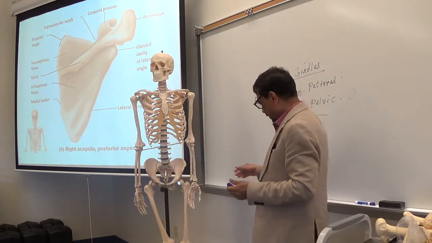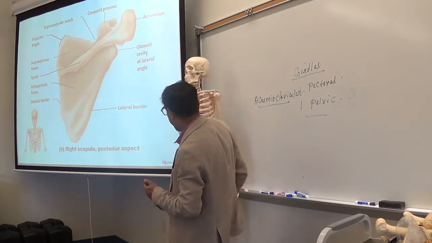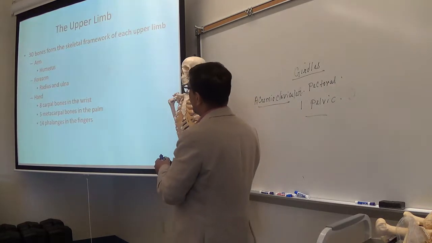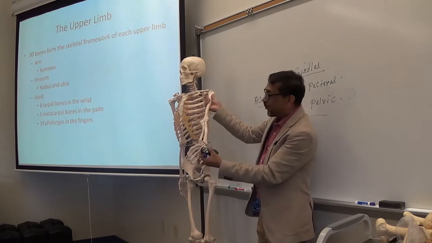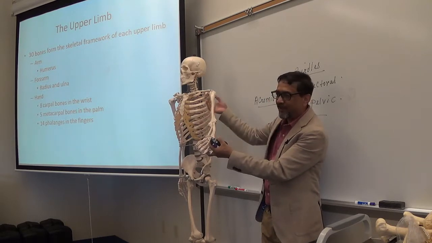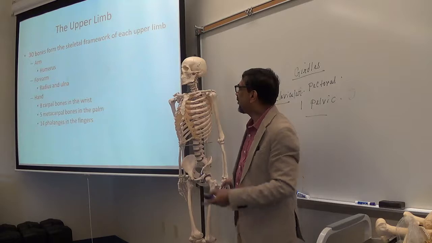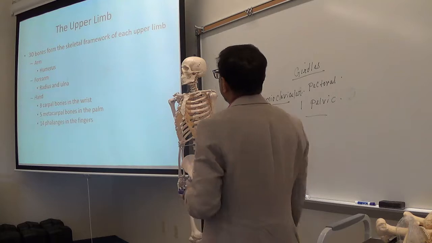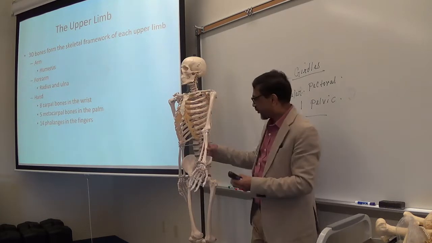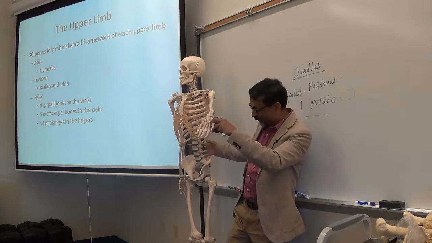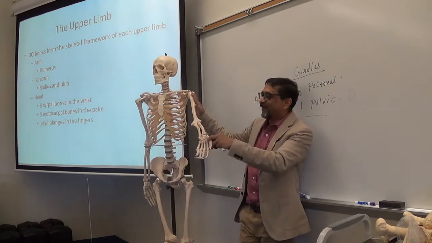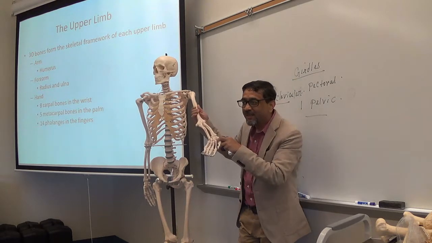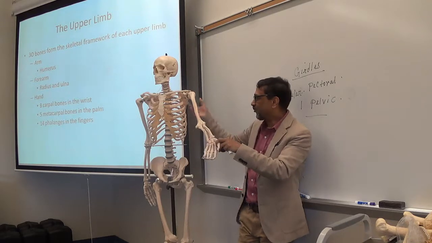Okay, so those two are the pectoral girdle bones. Now if you see the upper limb, this is the upper limb. How many bones do you have? 30 bones. In each upper limb, that means many. So let's see where those 30 bones are. In your arm, this is the only bone. This is called the humerus, in the arm.